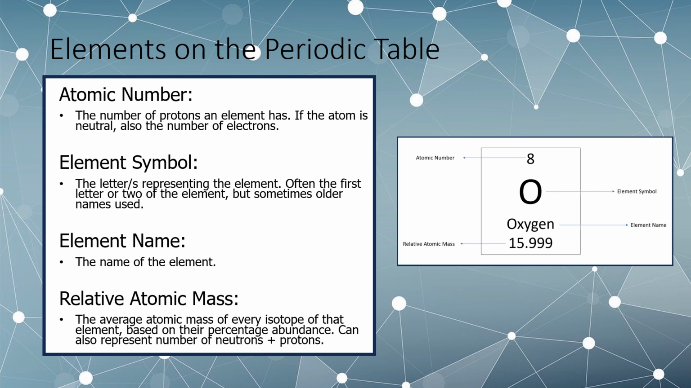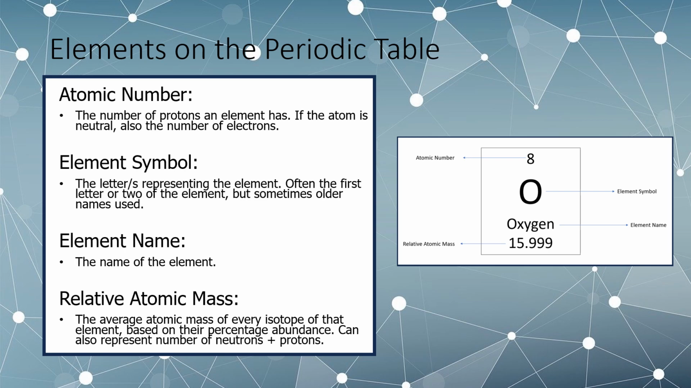The element symbol is the letter or letters that represent the element. Often they are the first letter or two of the element, but sometimes, because these elements were discovered all throughout history, they use older Latin names, so the letters might not always line up. A good example of this is iron, which you would think might be Ir, but Ir is actually iridium. Iron is represented by Fe, which stands for some Latin word that used to represent the metal of iron.